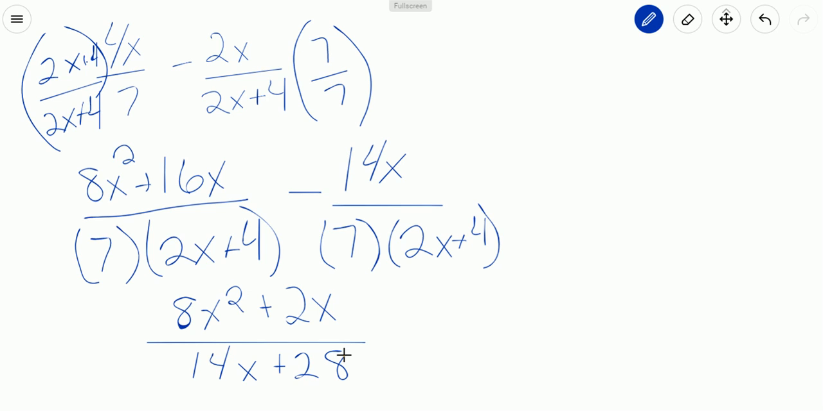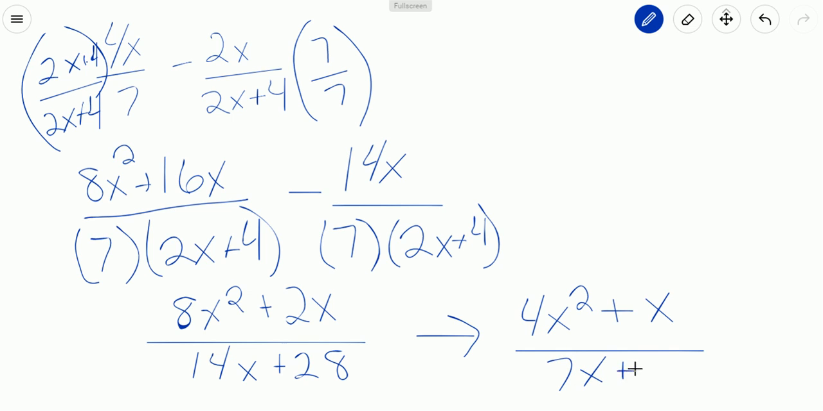You always have to reduce any fraction, whether it's a rational fraction or just a regular fraction. You always want to reduce it into its lowest form. So if you notice, all of these terms are divisible by 2. They're all even numbers. So I'm just going to divide all of those by 2, and we'll get our answer in lowest terms. So 8x squared divided by 2 is 4x squared. 2x divided by 2 is just x. 14x divided by 2 is 7x. 28 divided by 2 is 14. That's our final answer.